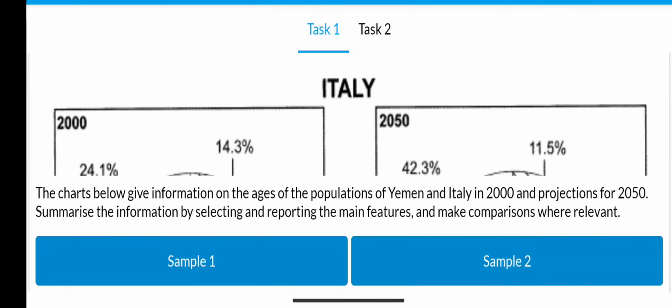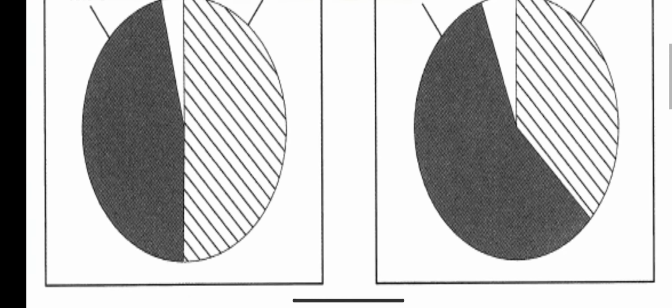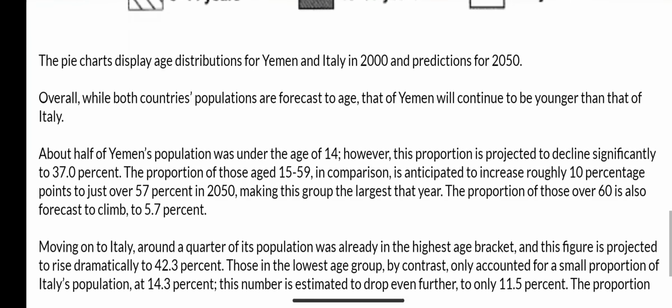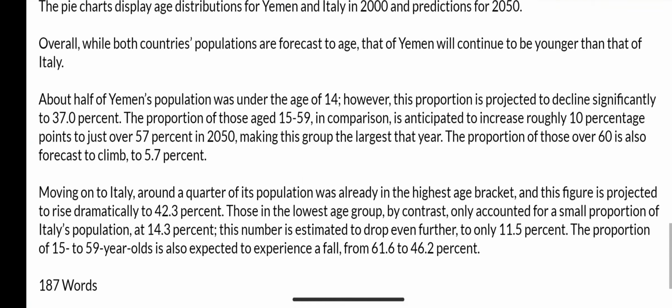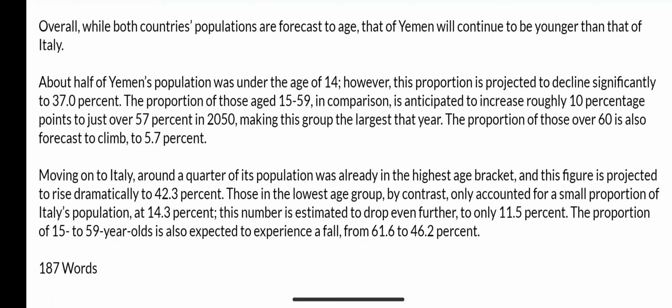Let's move into our sample 2. The pie charts display the age distribution for Yemen and Italy in 2000 and predictions for 2050. Overall, while both countries' populations are forecast to age, that of Yemen will continue to be younger than that of Italy. About half of Yemen's population was under the age of 14.